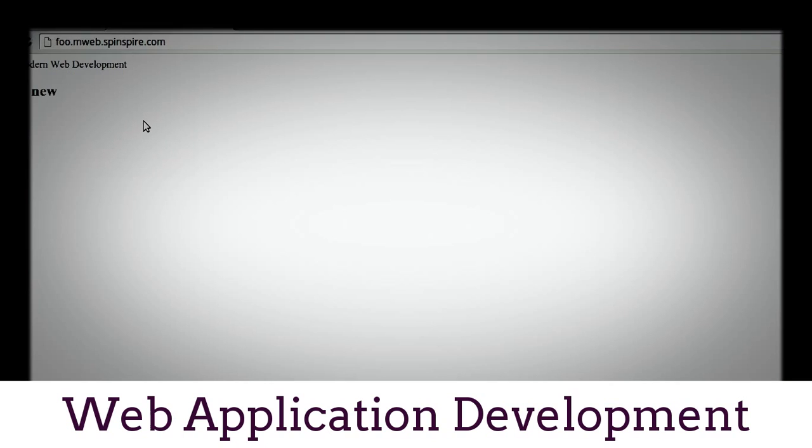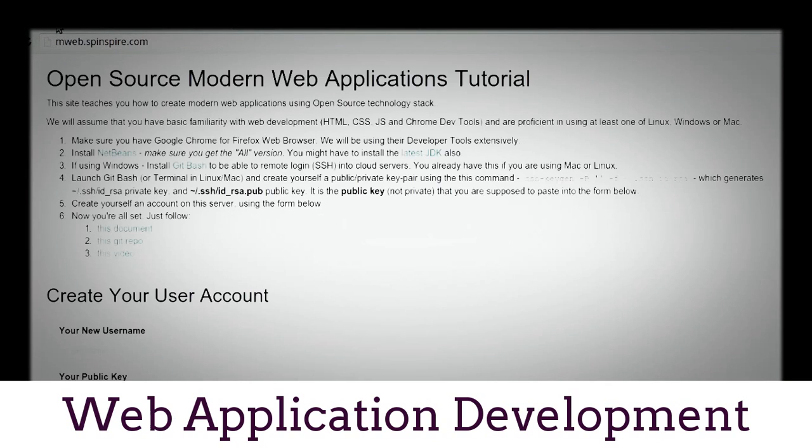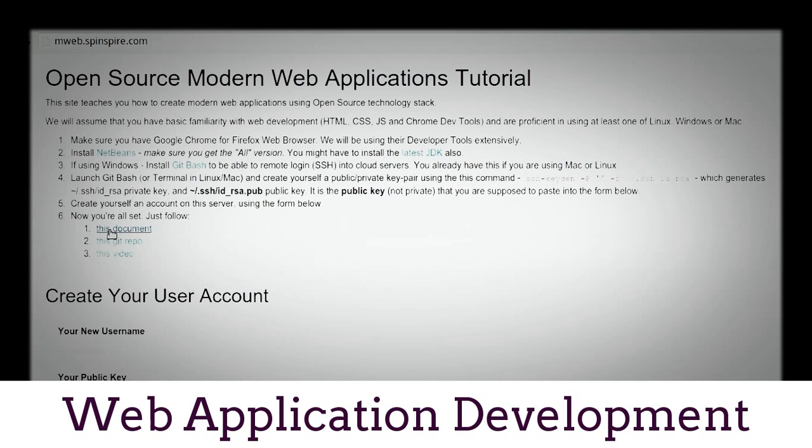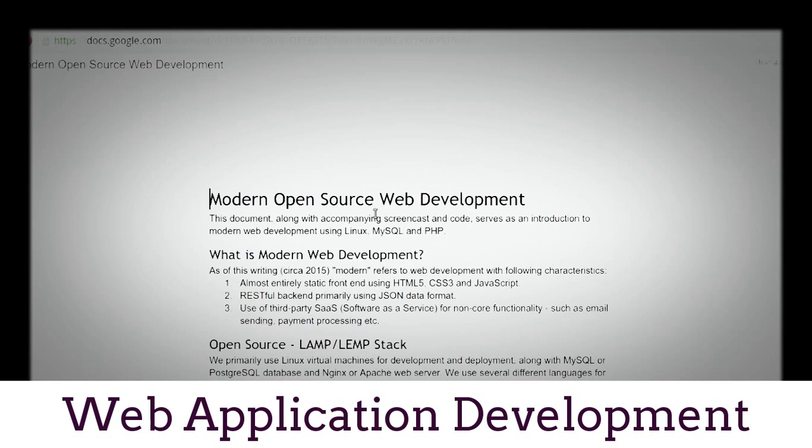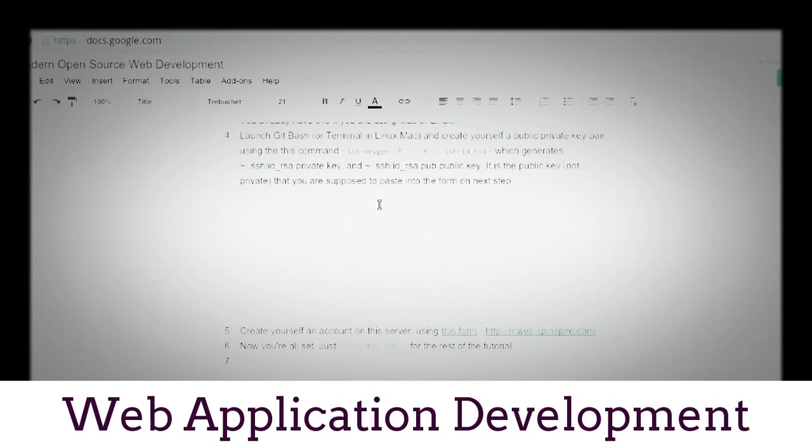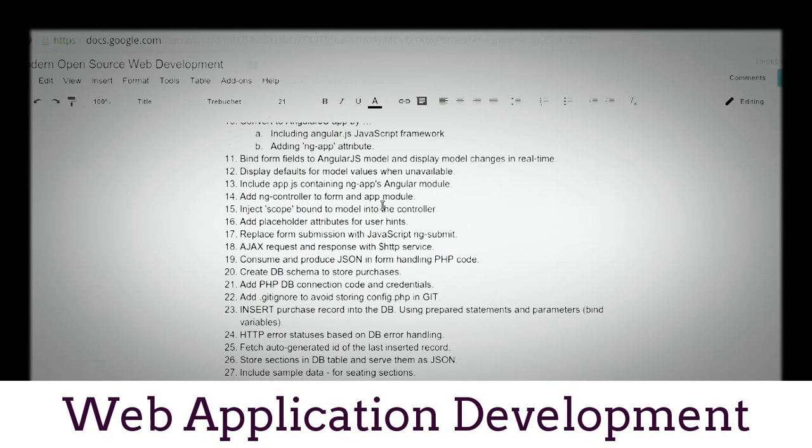But before we go very far, let's understand the logistics of what we are doing. Make sure that you visit the mweb.spinspire.com website. There are some instructions in there. Follow those. There are 3 things we will be following. We will be following this document. It's a Google Doc, and it describes what we are doing, why we are doing it, and how to do it.